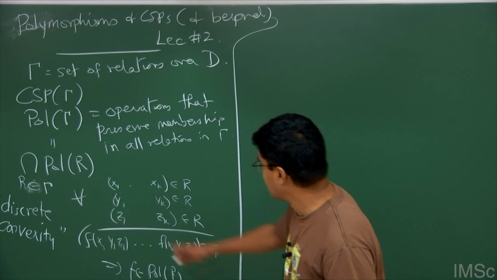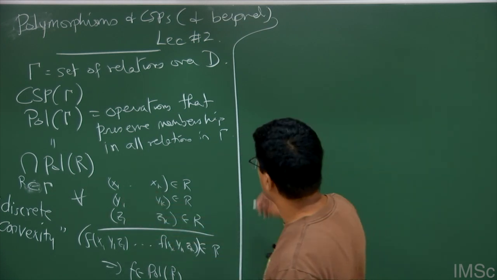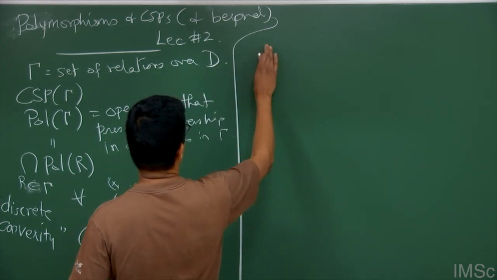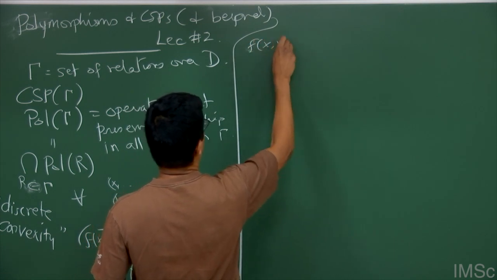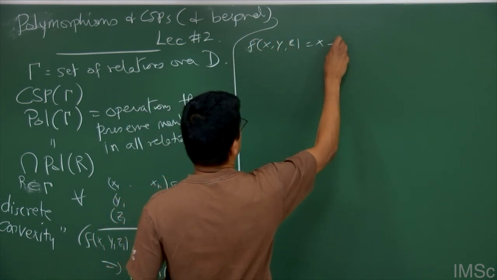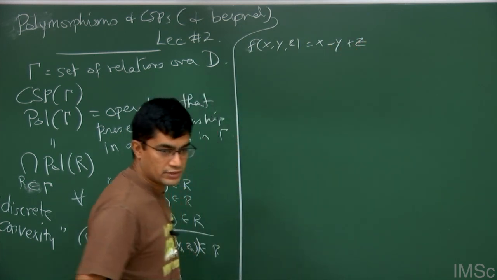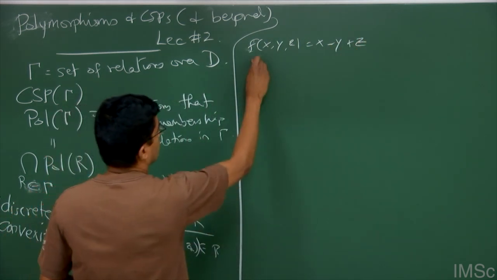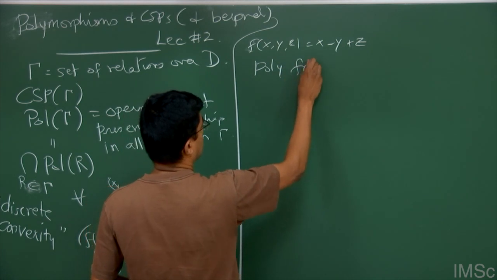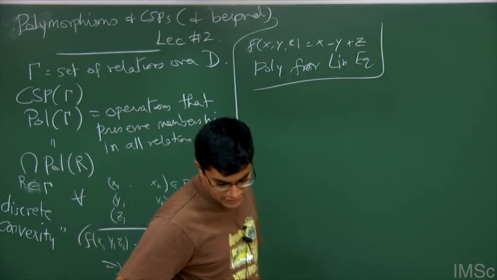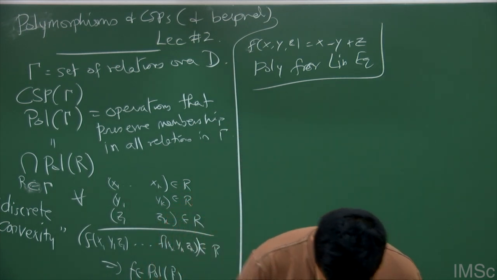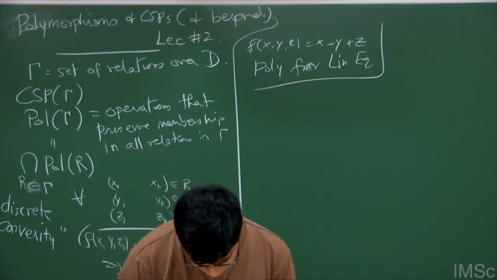And then we just had some examples of this. For example, if you have linear equations, f of x, y, z equals x minus y plus z is a polymorphism for linear equations. Okay, so all this is recap, and why is this the correct thing to do?